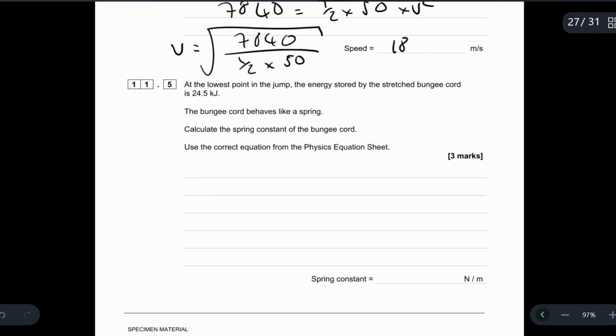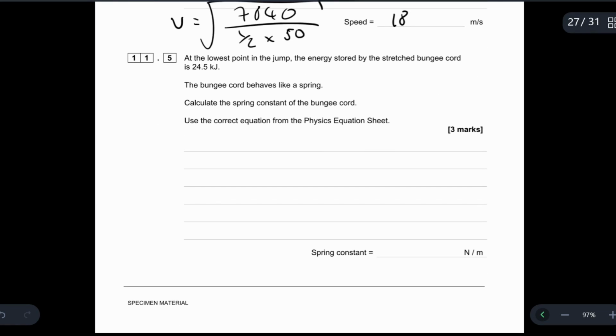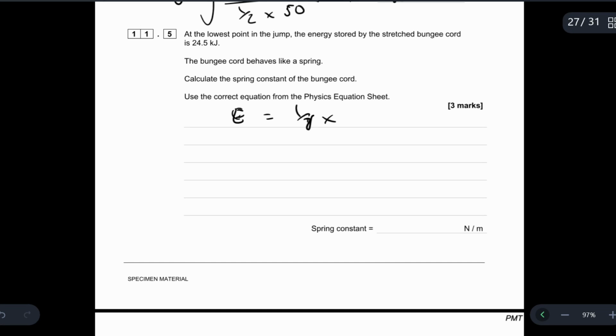Okay. Question 11.5. At the lowest point in the jump, the energy stored by the stretched bungee cord is 24.5 kilojoules. The bungee cord behaves like a spring. Calculate the spring constant of the bungee cord. Use the correct equation from the physics equation sheet. So again, we need to pick out the correct equation. The equation we're going to use is that the energy is equal to a half times k times e squared.